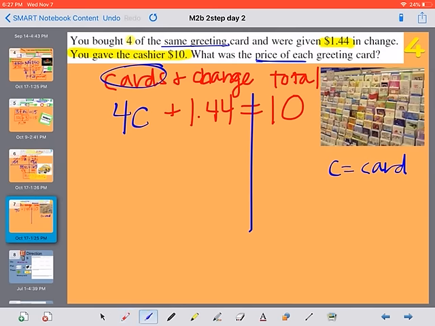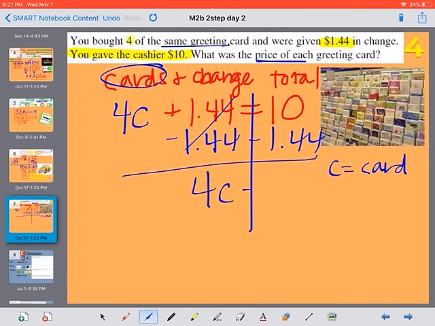So first, if we subtract $1.44, getting rid of our adding and subtracting, those eliminate, and we have 4 cards. Now we have 10 minus 1.44. I'm just going to plug that in my calculator. Should give us $8.56, which makes sense. We spent $8.56 on the 4 cards, and we got $1.44 back, essentially.